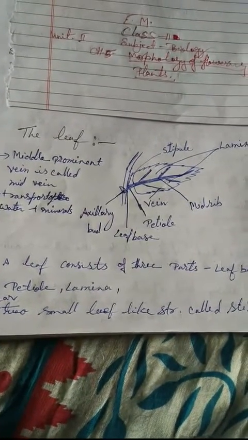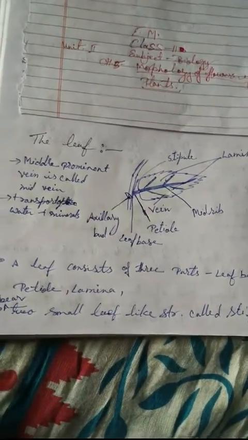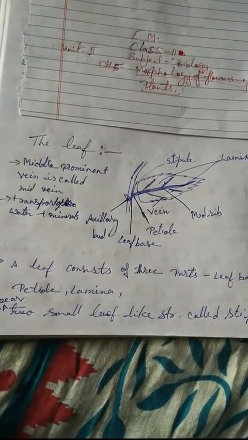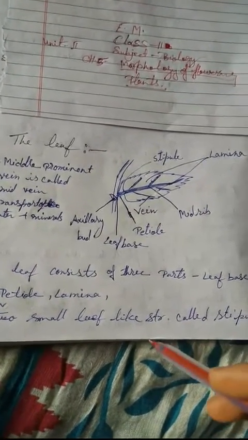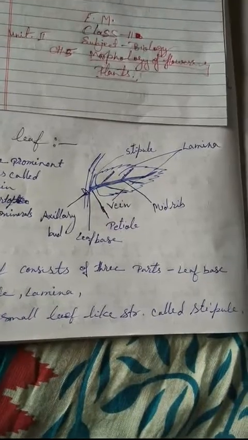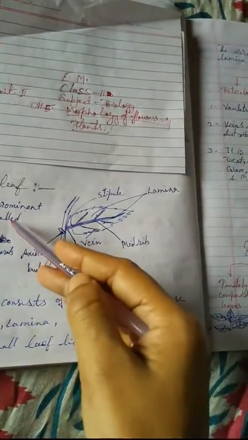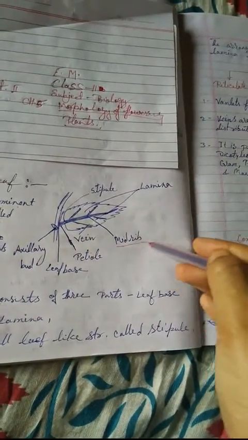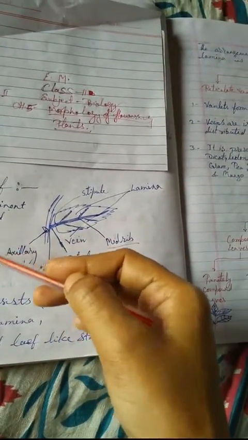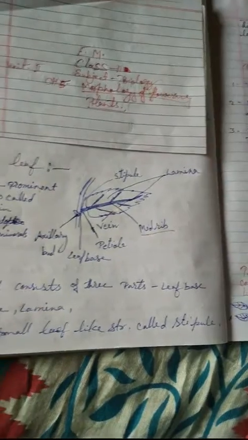A leaf consists of three parts: leaf base, petiole, and lamina. Leaf base may be bearing two small leaf-like structures called stipules. The middle prominent vein is called midrib or midvein. It helps in transfer of water and minerals.